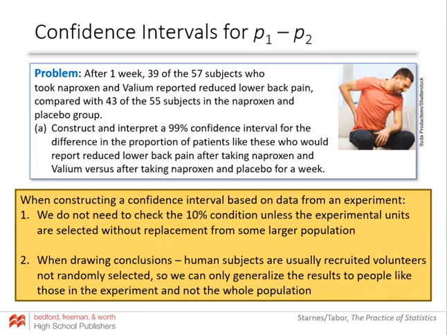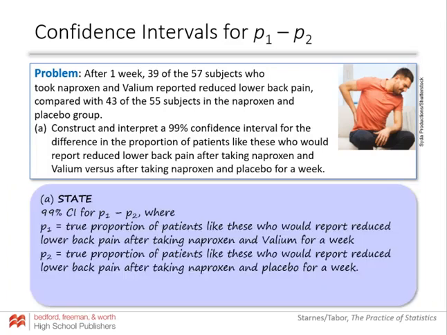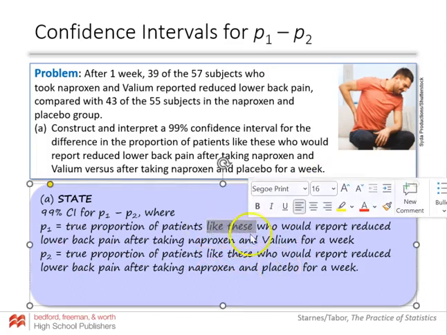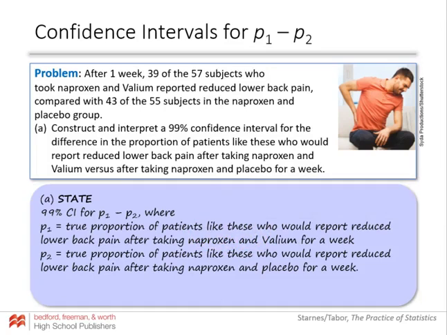So we're going to construct and interpret that confidence interval. Okay, so we're going to do a 99% confidence interval for P1 minus P2, and then we're going to define our proportions. So P1 is the true proportion of patients, and see this phrase, like these. That's how we account for the fact that our patients weren't randomly selected. Who would report reduced lower back pain after taking naproxen and Valium, and then P2 is naproxen and a placebo. So again, the only difference is in those experiments, we're going to use that phrase like these when we're defining our proportions and when we're writing our conclusion.